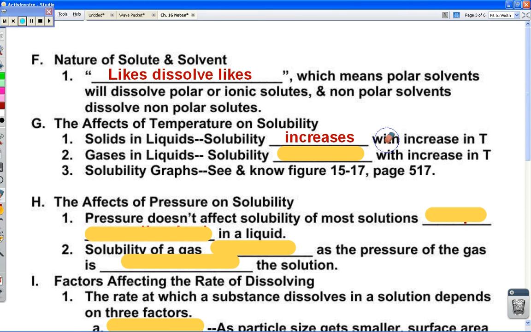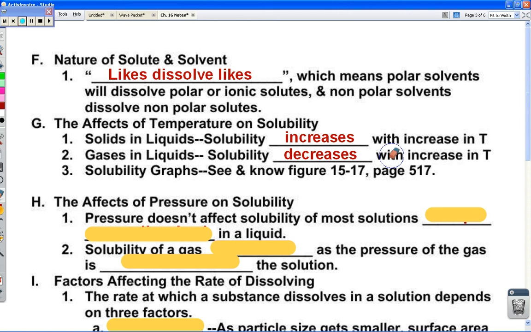This is because there's less gas that can dissolve in a hot liquid than in a cold liquid. It has to do with the motion of the particles. So for gas and liquids, the solubility of the gas in the liquid will decrease with an increase in the temperature. Now, the solubility graphs, I've actually given you some on the back side of your homework packet, I think. Yeah, you did. This is the idea of what we're talking about.